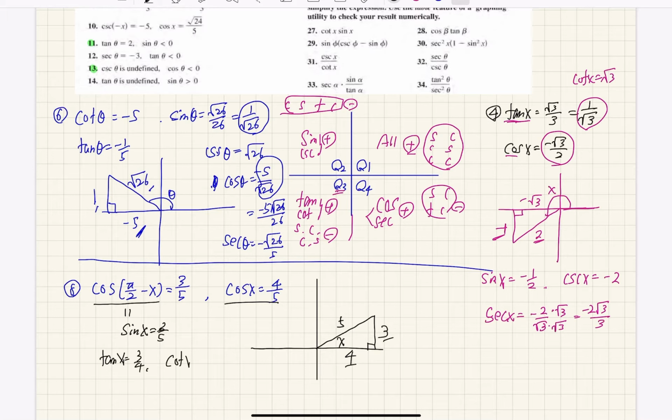So cotangent is 4 over 3. And then sine is given, so cosecant is the reciprocal of 3 over 5, which is 5 over 3. Cosine is 4 over 5, so secant x is 5 over 4.